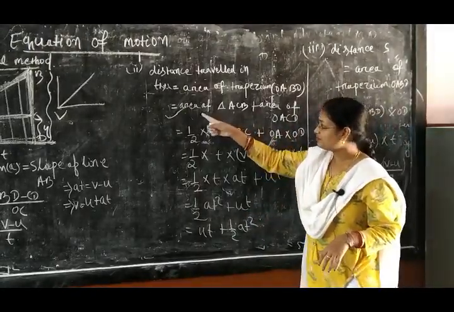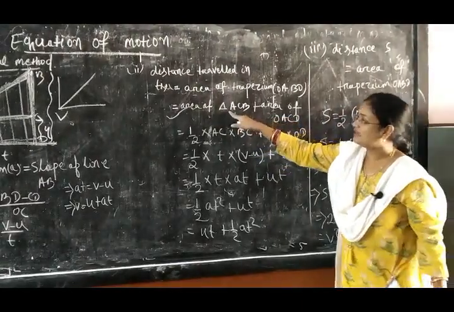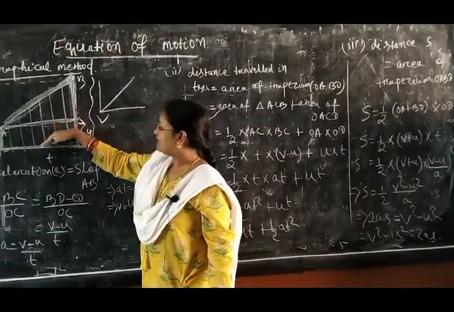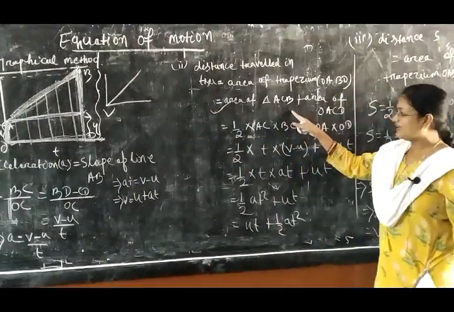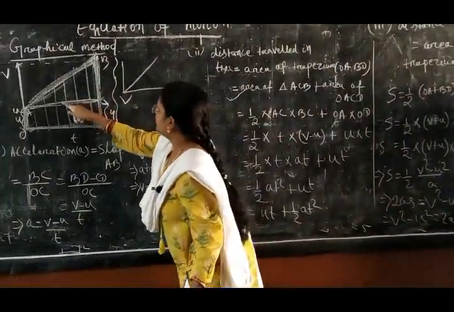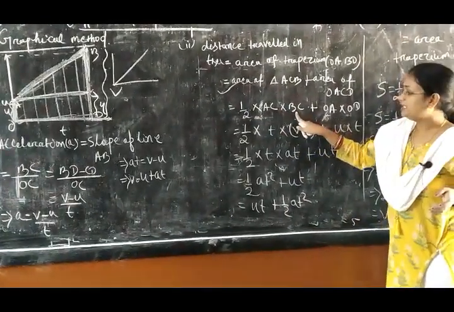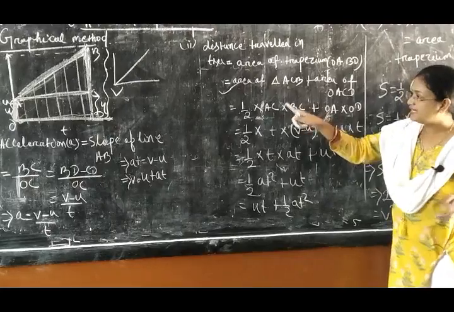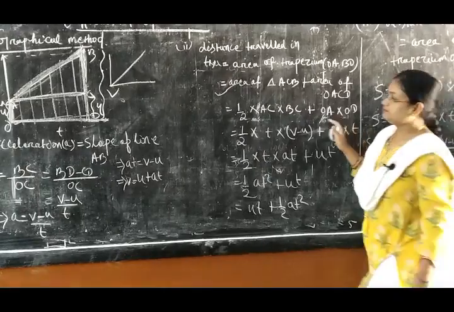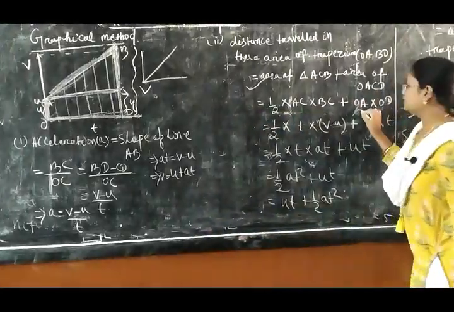So I am just doing the second method, the area of the triangle ACB plus the area of OACD. This figure I am dividing into two parts, the triangle and the rectangle. The triangle is half into base into height. Base is AC, height is BC. So half AC into BC plus the rectangle, length into breadth. Length is OD into OA. So OD into OA.